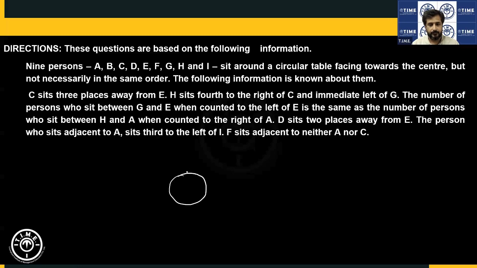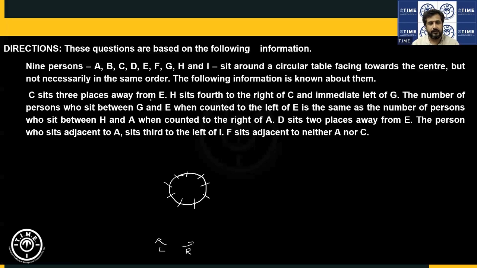9 people. 1, 2, 3, 4, 5, 6, 7, 8, 9. And all are facing towards the center, but not necessarily in the same order. For all these people, this hand side will be left hand side and this hand side will be right hand side, since they are facing towards the center. Now what is the first clue given?